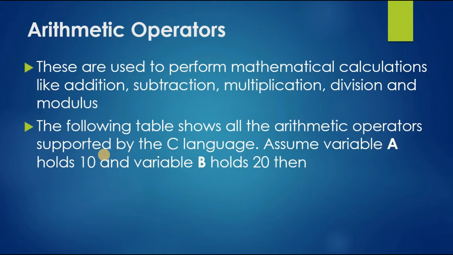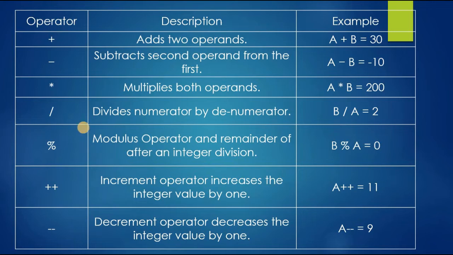The following table shows all the arithmetic operators supported by the C language. Assume variable A holds 10 and variable B holds 20 as a value. Then here is the table. The plus operator adds the two numbers. For example, here a plus b is equal to 30 because we assumed that a contains 10 and b contains 20 as a value, so we got a result of 30.